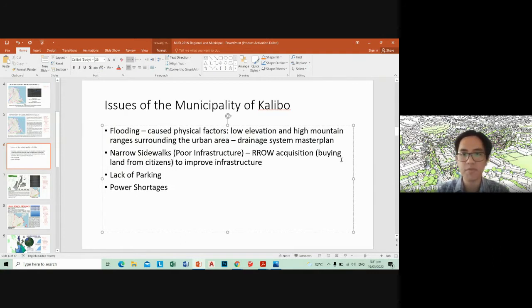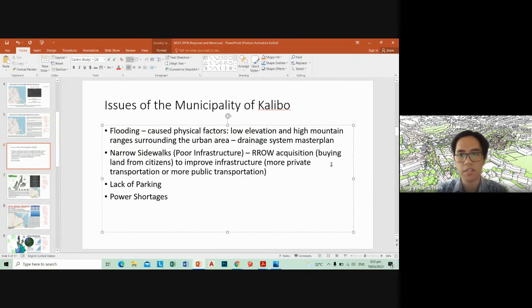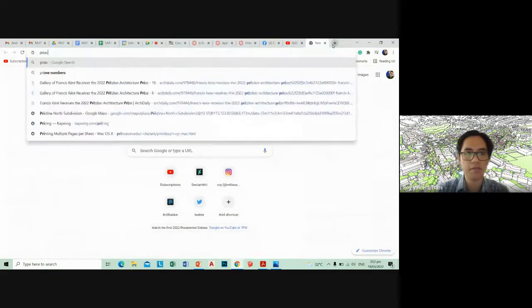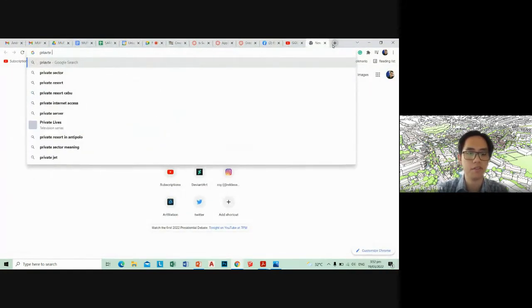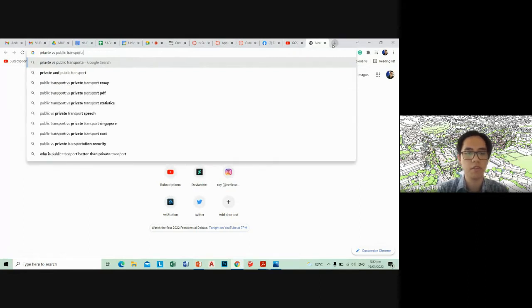Okay. Now, this is something that's very interesting to me because it's either we use infrastructure for more cars, or let's just say more private transportation, or more public transportation. So I'll just highlight this. So what do I mean when I say private or public transportation? Let me just look up a comparison. Private versus public transportation.